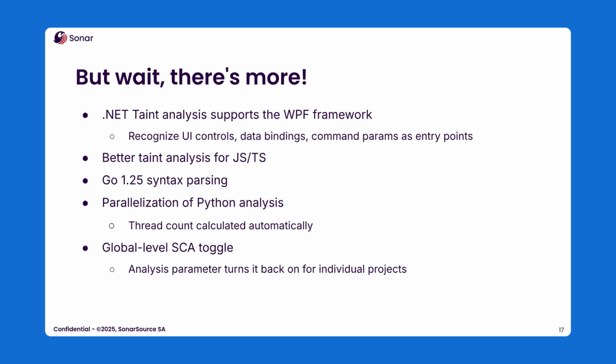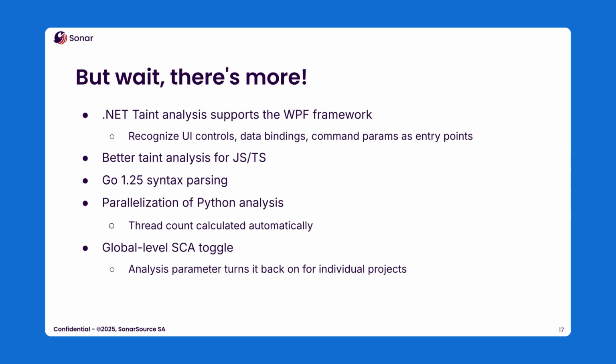In Go, we've added Go 1.25 syntax parsing. In Python, we've added parallelization of Python analysis. Now, this has been available by parameter for a little while now, but now it's on by default and will automatically look at your environment, figure out how many threads make sense, and use that automatically. If you want fine-grained control of this, that's still available with analysis parameters, but now it's on by default for everyone automatically.